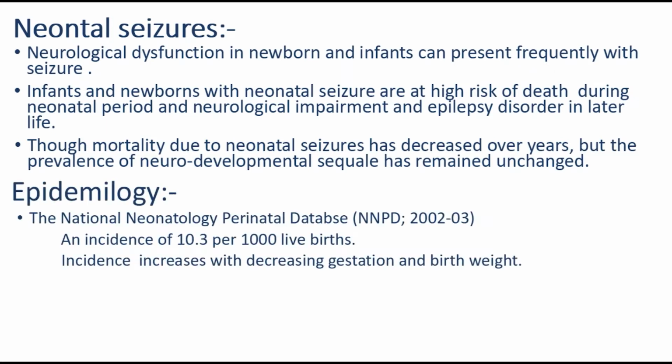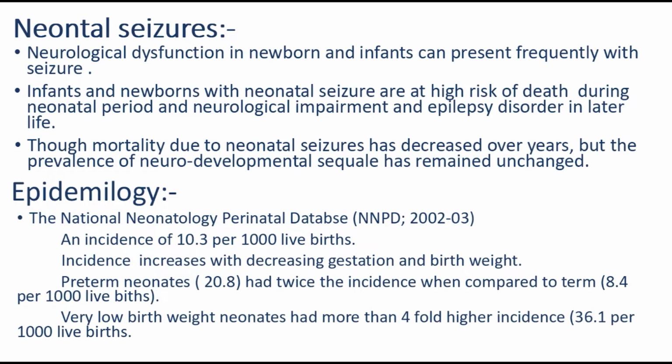Now epidemiology. The National Neonatology Perinatal Database, NNPD 2002 to 2003, reports an incidence of 10.3 per 1000 live births, and incidence increases with decreasing gestation and birth weight. Preterm neonates, 20.8, had twice the incidence when compared to term, 8.4 per 1000 live births. Very low birth weight neonates had more than four-fold higher incidence, 36.1 per 1000 live births.